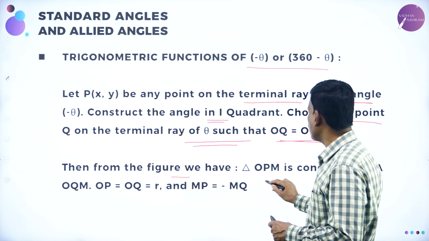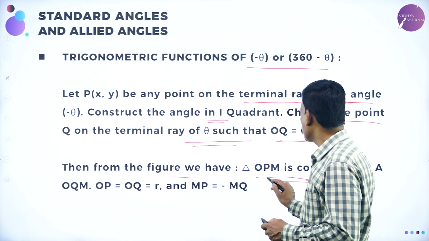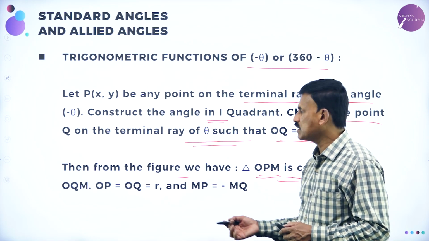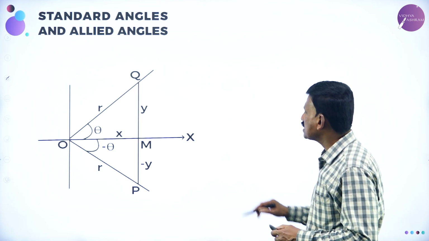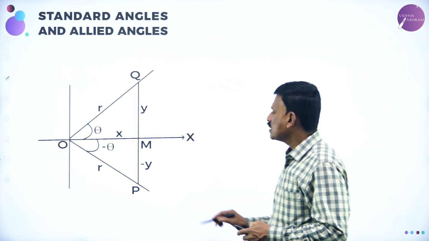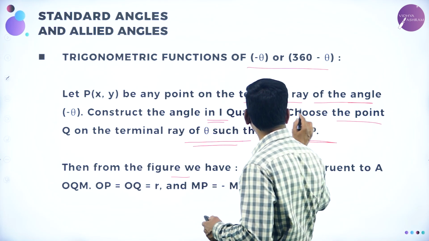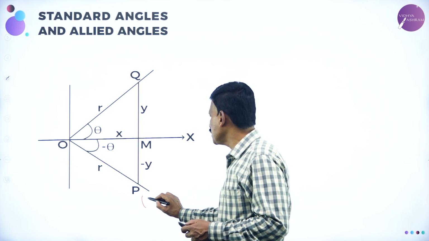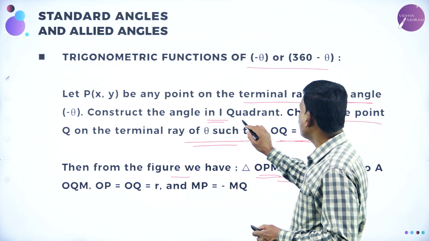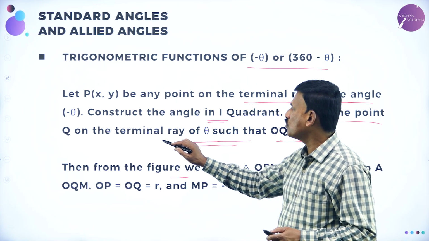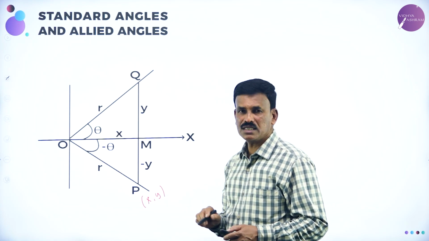From the figure, I will explain: triangle OPM is congruent to OQM. That means OP and OQ are equal, that is equal to R, and MP is equal to minus MQ. This is the diagram. See here, let us take P, O and Q. What we have explained: let P(x, y) be any point on the terminal ray of the angle minus theta. Then construct the angle in the first quadrant. Choose the point Q on the terminal ray of theta.